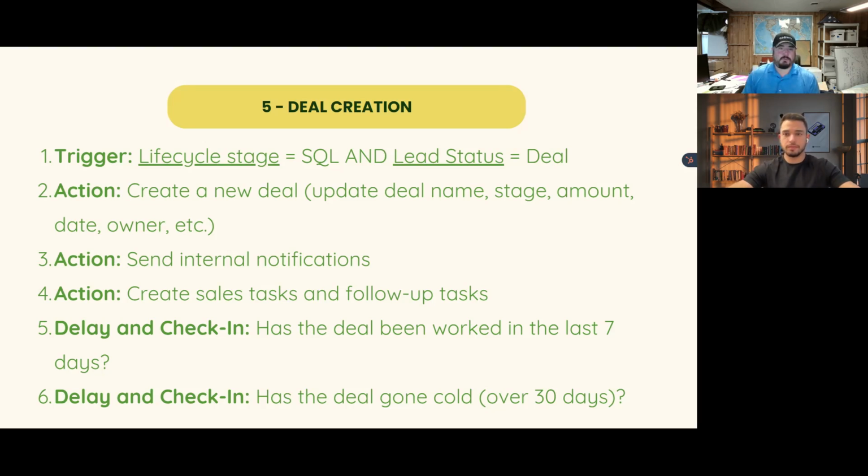And then we also want an if-then with a 30-day delay, depending on your sales cycle. Has it gone cold? Has anyone been working this? And if not, maybe we need to do something with it or do something else.